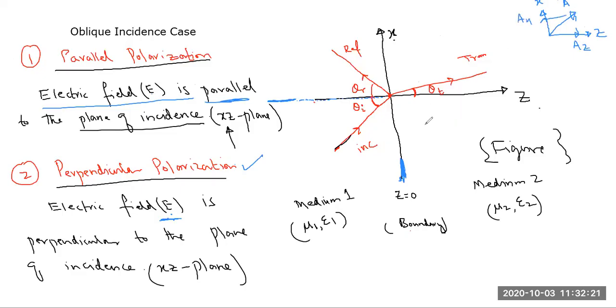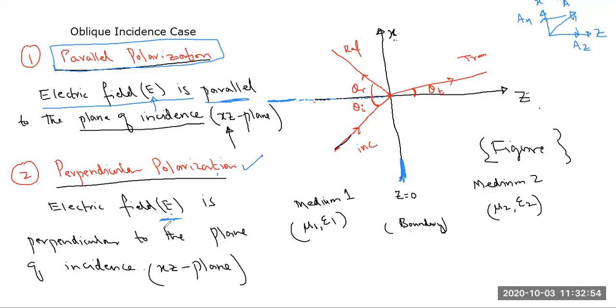This vector is lying in the xz plane, so it's obvious that it will have a z component and an x component. In a similar manner, when you are solving the parallel polarization case, the electric field will have two components, x and z. But when you are solving the perpendicular polarization case, the electric field will be perpendicular to the xz plane, and that is only possible if it is pointing in the y direction. So in the perpendicular polarization case, the electric field will have only one component, the y component. Once you understand this difference, the rest of the procedure is the same.